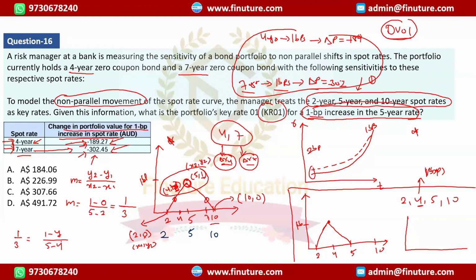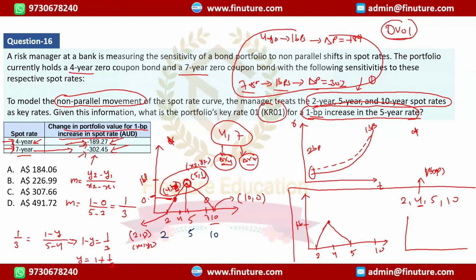So I'll just rearrange this and get the y. If I put this 5 minus 4 on the other side, 5 minus 4 is 1. It would again be 1 by 3. So 1 minus y is equal to 1 by 3, so your y is equal to 1 plus 1 by 3. It's slightly unusual because I can see it is going down. Ideally it should be something lesser than 1 because it has increased by 1 basis point. So the coordinate would be some decimal point.